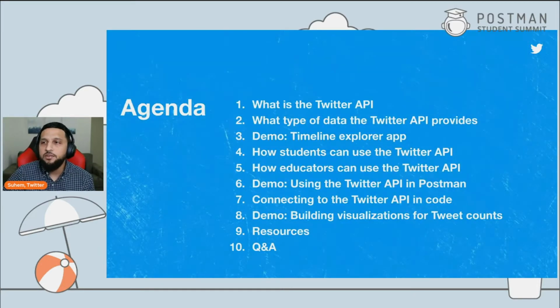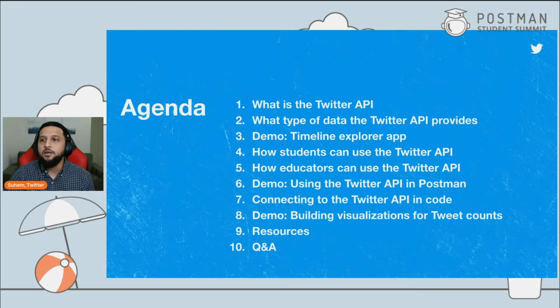For the agenda, we'll first be talking about what the Twitter API is, and then we'll get into the specifics of what kind of data the Twitter API provides. A lot of times students have questions like, "Hey, I'm not really sure what kind of data Twitter provides through its API," in order to inspire good use cases. So we're going to talk about what data the Twitter API provides.